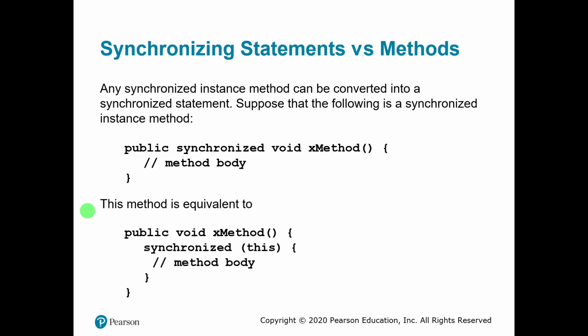So let's take a look at, well, here's the example we did in the last video. We just added the synchronized keyword to a method that we already had. That's the exact same thing as doing something like this: public void and then naming the method, and then calling synchronized, passing this, which is an object reference, and then writing the method body here. Two ways to write the exact same thing.